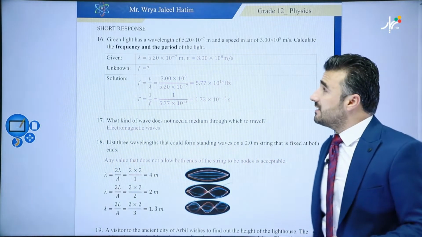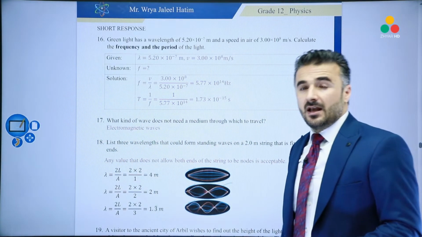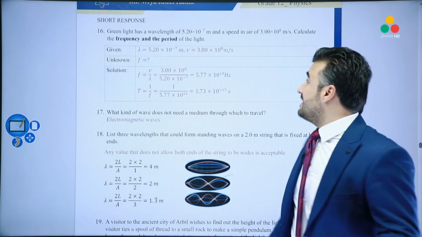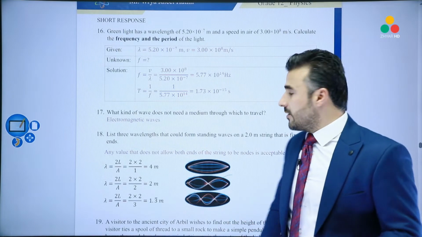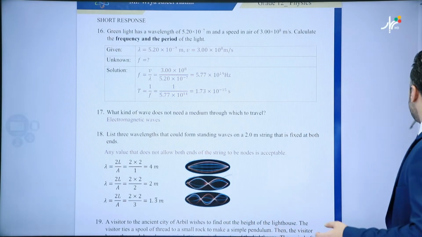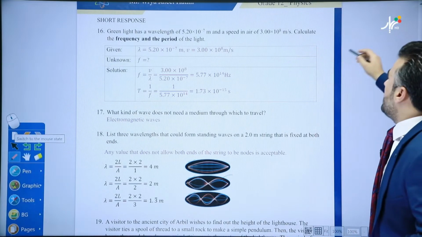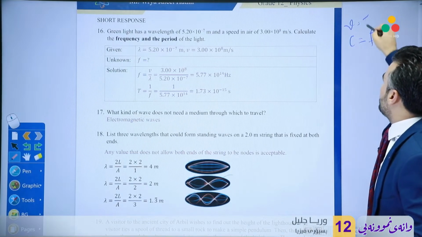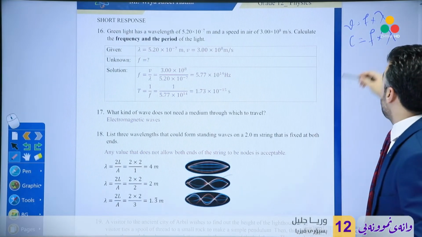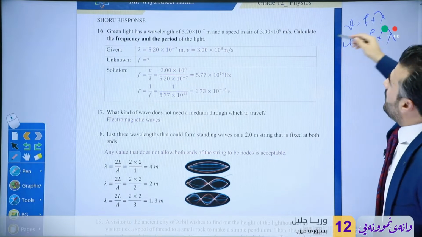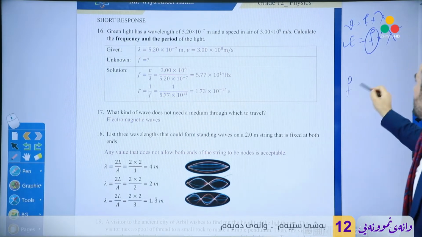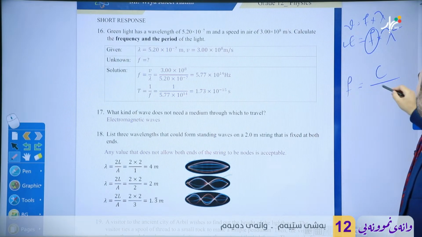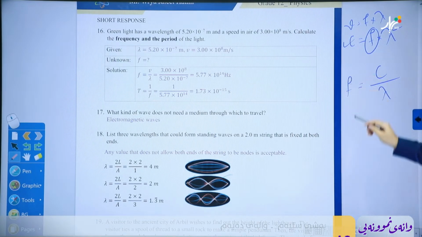Question 16 says, green light has a wavelength of 5.220 times 10 to the power negative 7 and a speed of 3 times 10 to the power 8. Calculate the frequency and the period of this green light. Because it is about light, we can use C instead of V, which is also fine. V equals frequency times the wavelength, makes no difference. We have the speed, we have the wavelength, find the frequency. So frequency equals speed of light, because it is light, divided by the wavelength here. Okay, you can find the frequency.